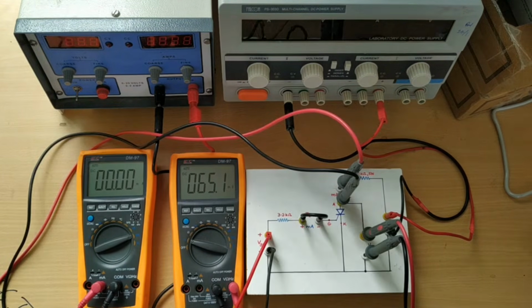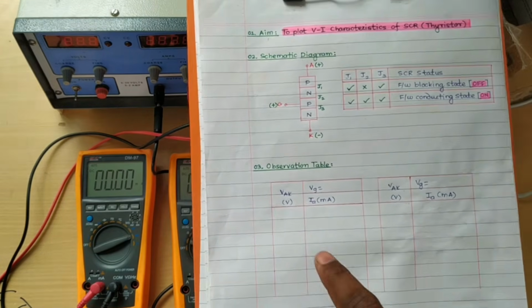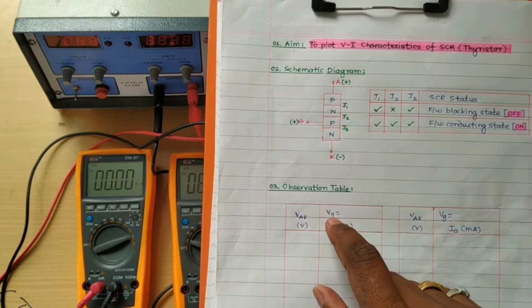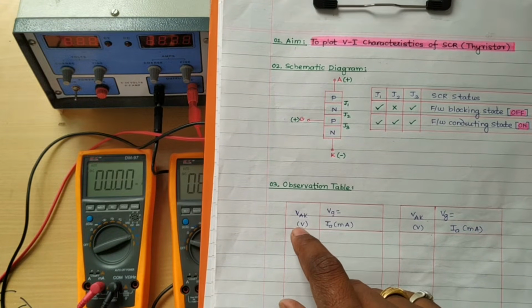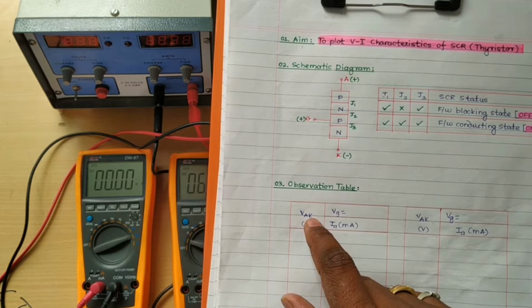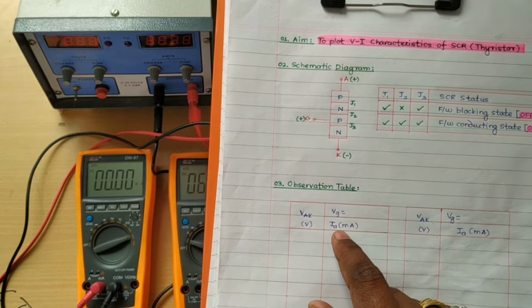So friends, now your experimental setup is ready. First we will look at the observation table, what we need. First of all we will set some value of gate voltage, then we will vary this anode to cathode voltage and try to note down the anode current.